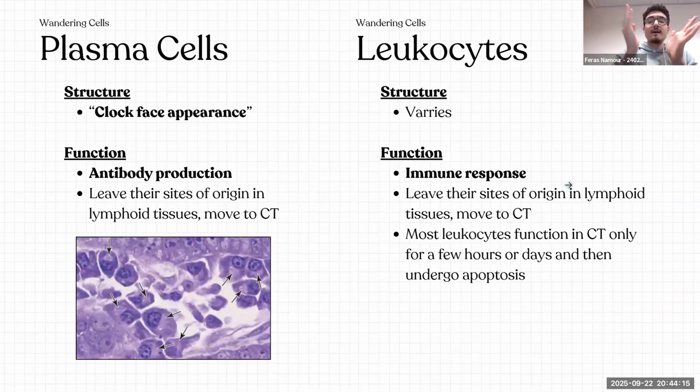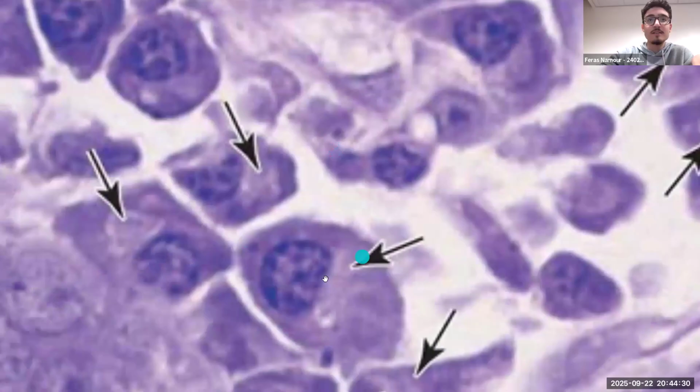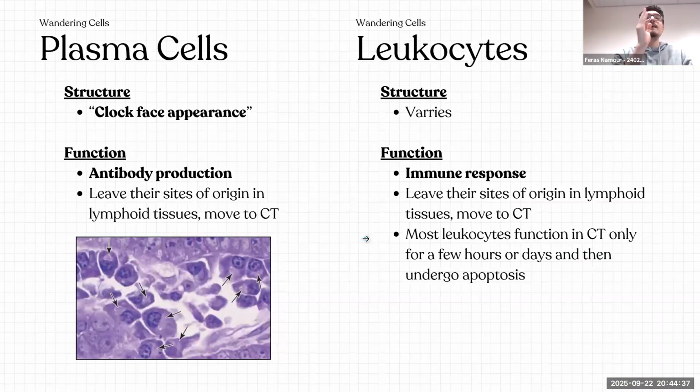Plasma cells and leukocytes. These are your wandering cells, and these cells are your immune response cells. A plasma cell is the antibody production cell, all right? They say clock face appearance. I'm not going to lie to you and say I do see it. Personally, I don't see it, but I'm just telling you the information. It's a buzzword. Sometimes you see in a question, they say we took a histology slide, you can see clock face appearance, plasma cell associated, all right? So if you do see it, happy for you.